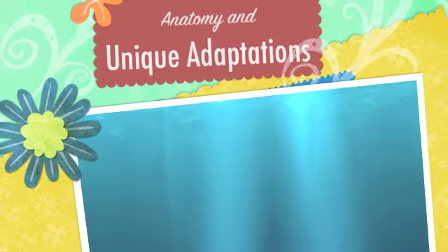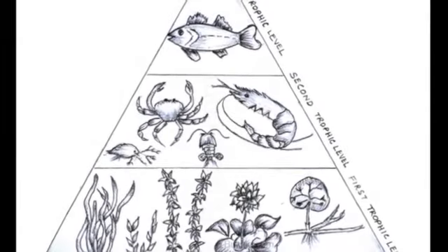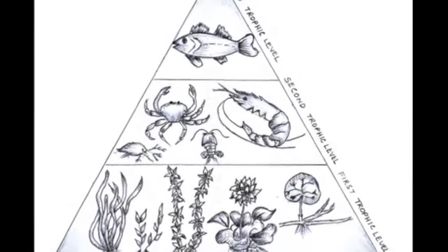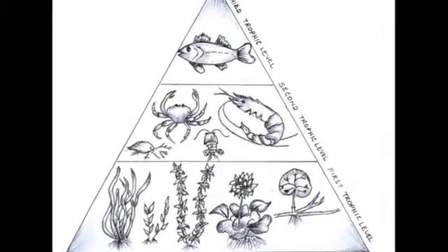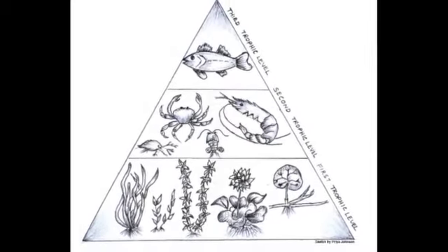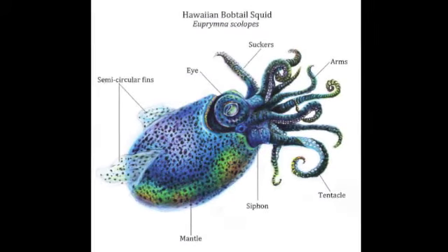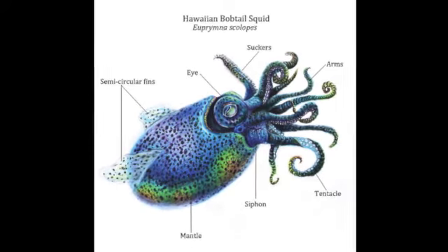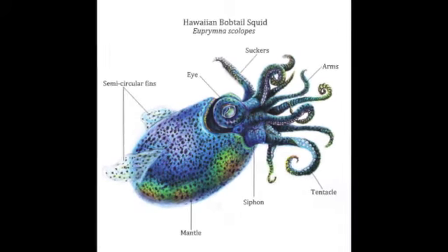Anatomy and unique adaptations. The organism belongs to the secondary consumer trophic level, as it eats mysid shrimp and some crustaceans, making it a predator. This picture illustrates the various components of the Hawaiian bobtail squid's external anatomy.